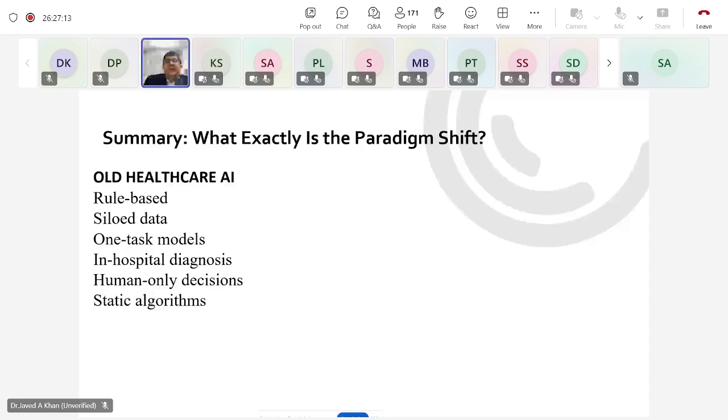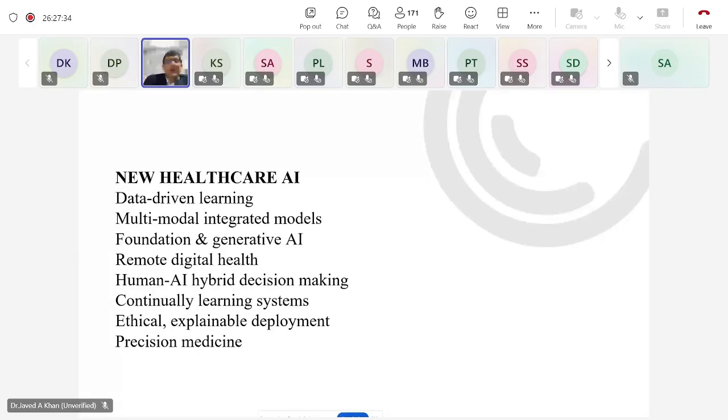So the summary is that the old healthcare AI meant rule-based, siloed data, one big task model in hospital diagnosis, human-only decision making, and static algorithms. Now the new health system, next one please. The paradigm shift is, next one.